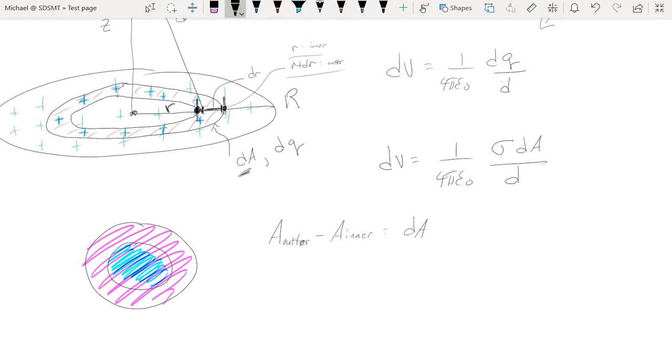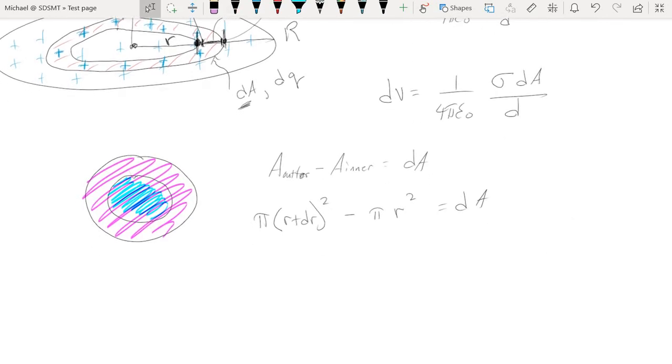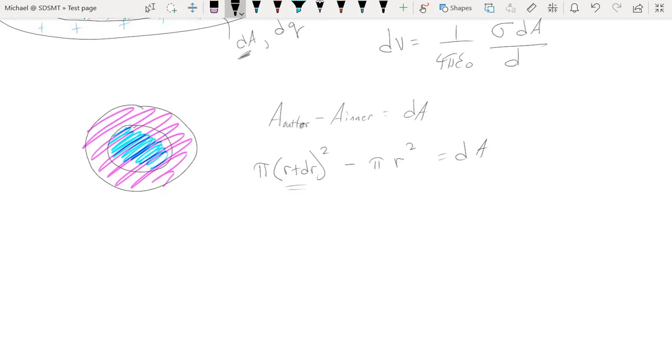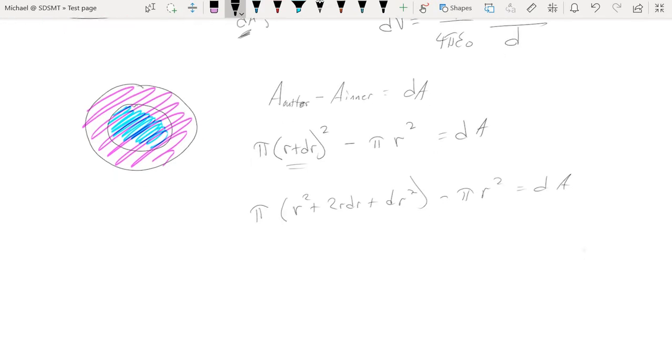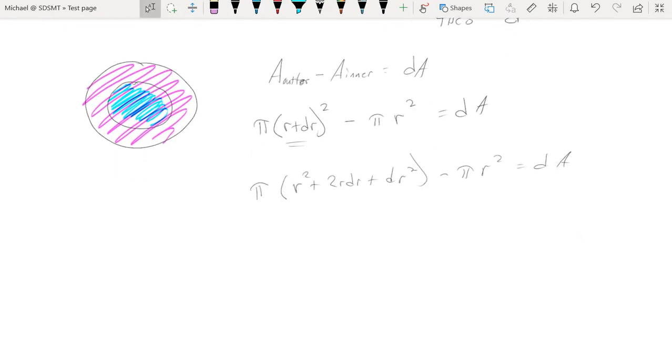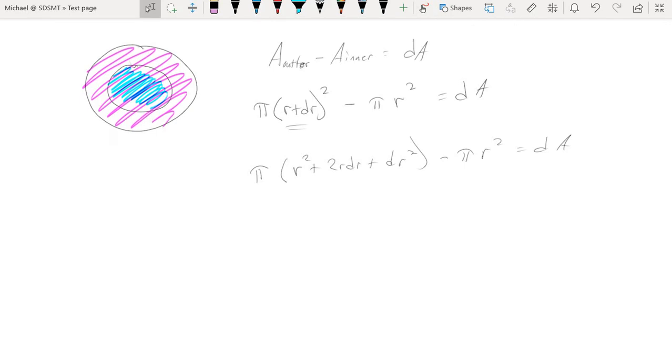Well, each radius is going to produce an area with respect to pi r squared. In this case, the outer radius is r + dr. The inner radius is just r. So there's our infinitesimal area. We do need to expand this binomial. We have pi, and make sure you're expanding properly. Use your FOIL method. (r squared + 2r dr + dr squared) minus pi r squared equals dA. If this looks familiar, it's because we used this approach in deriving the electric field for a disk.